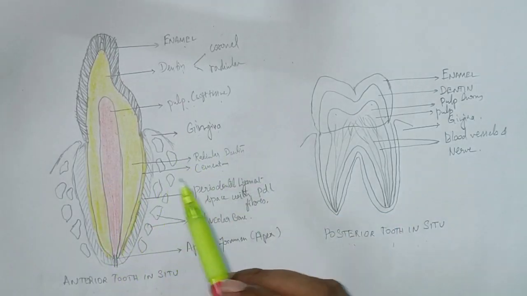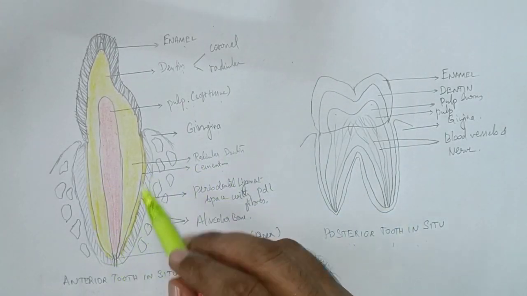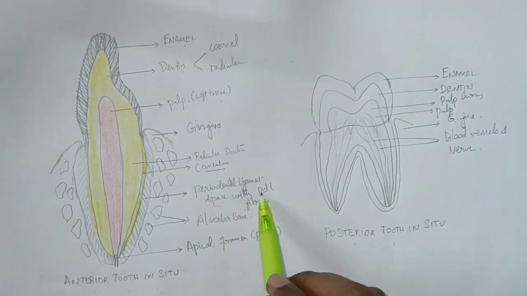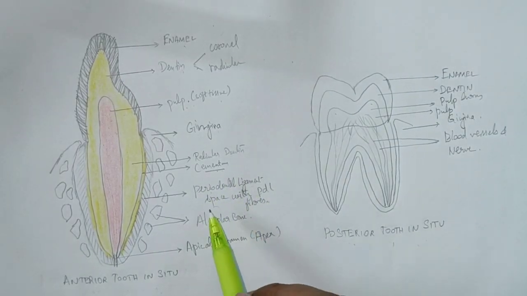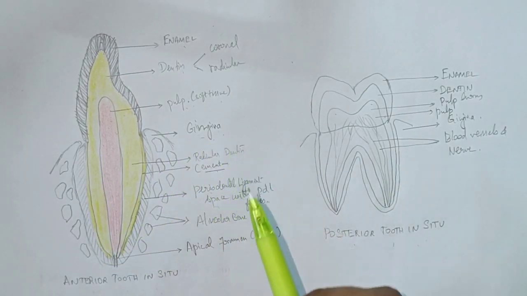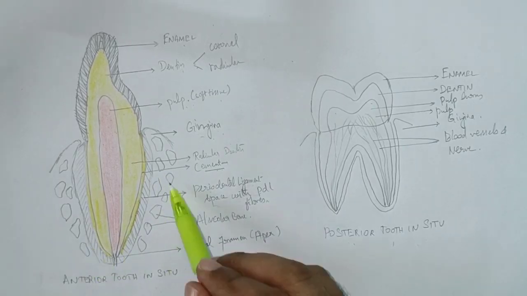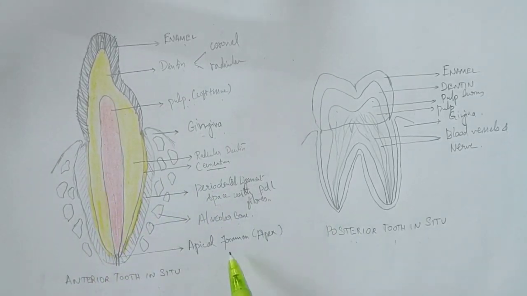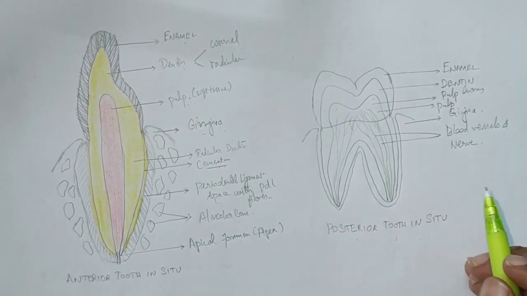Then we saw the supporting structures, first cementum, then periodontal ligament space with periodontal ligament fibers, then gingiva, which covers the neck of the tooth, and finally it is embedded within the alveolar bone. The last anatomical portion is the apical foramen or the apex. The same thing is also seen in the posterior tooth.